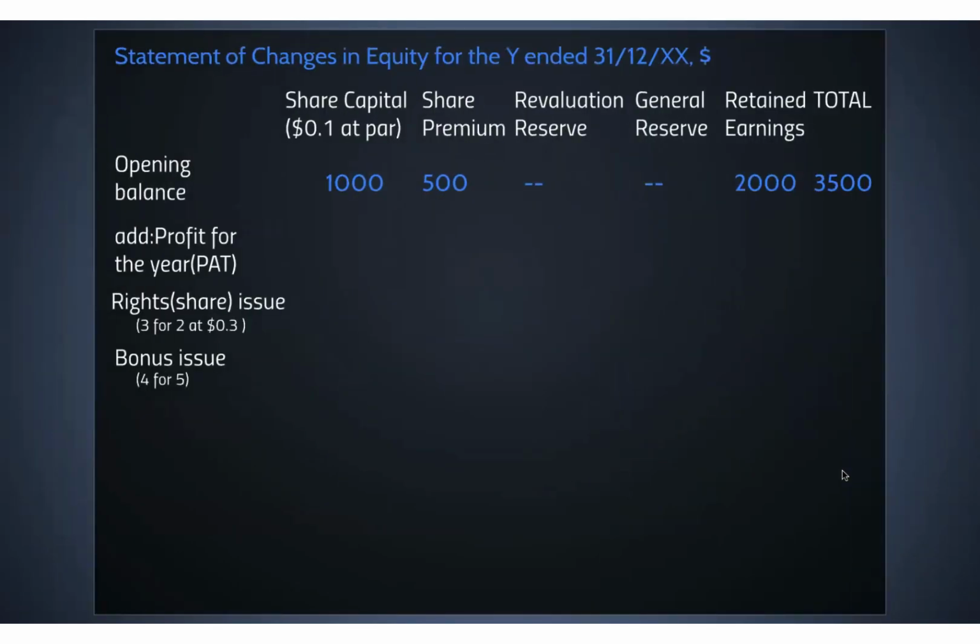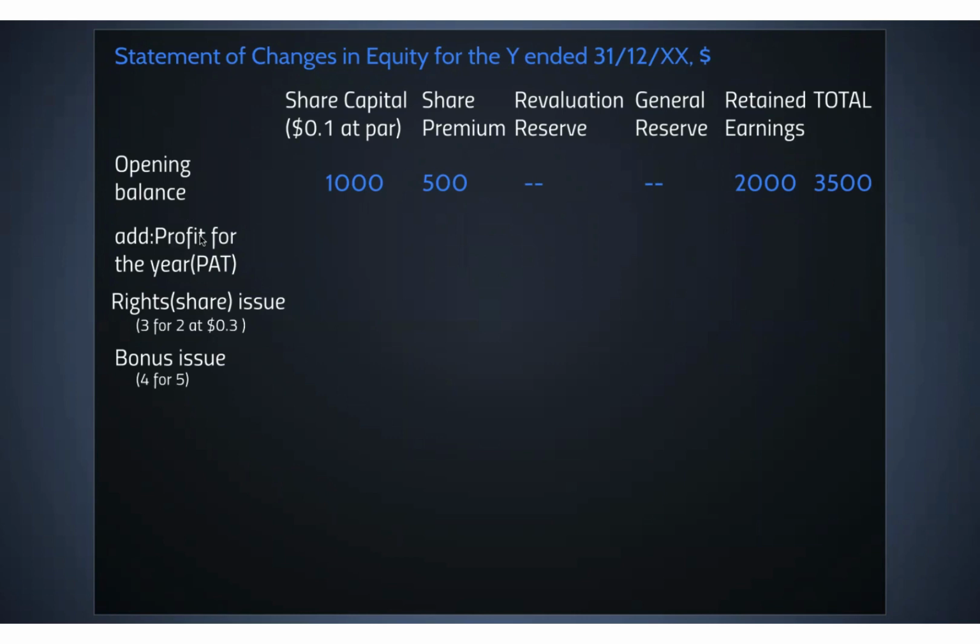And now let's consider an example with the compilation of a statement of changes in equity. So let's assume that there is a company with different lines in the equity section. The company has share capital of 10,000 shares with a nominal value of 10 cents each. So the share capital opening balance at the beginning of the period is $1,000. The company has a share premium account, which was brought forward at $500. No revaluation reserve and no general reserve in the company, and the company has a retained earnings account equal to $2,000. So the total equity, the total capital of the company at the beginning of the year, was $3,500.